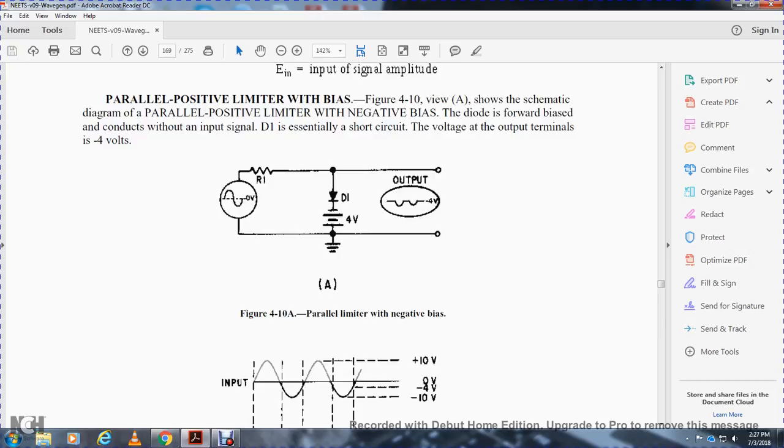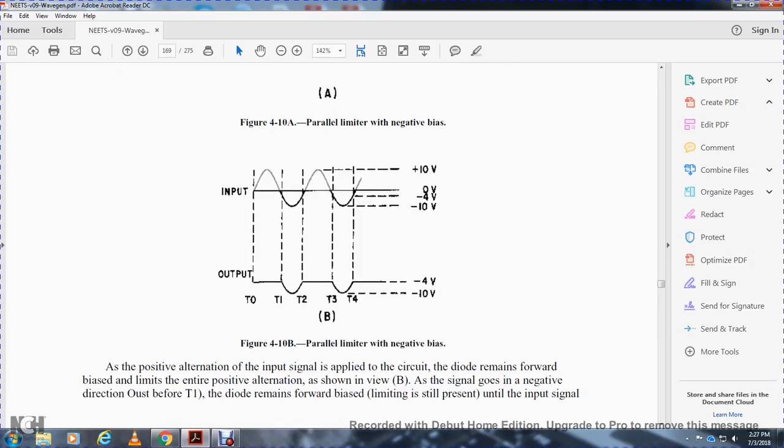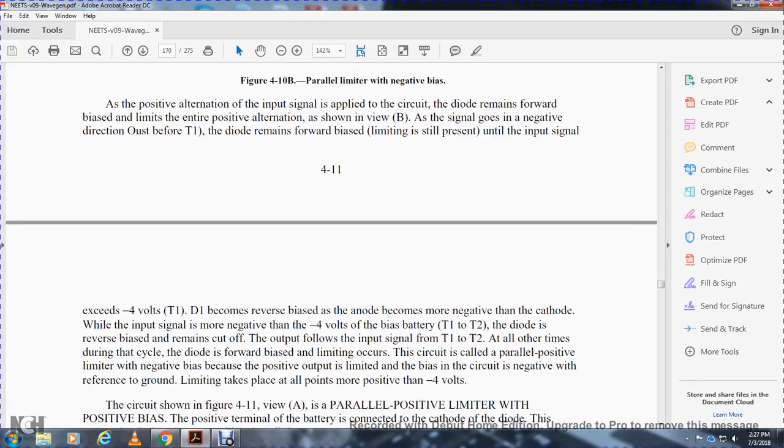Figure 4-10 shows the parallel limiter with the negative bias. A positive alternation input signal is applied to the circuit, and the diode remains forward biased, limiting the entire positive alternation shown in view B. The signal goes in the negative direction in the output before time interval 1. The diode remains forward biased, limiting, until the input signal exceeds 4 volts at time interval 1. Diode D1 becomes reverse biased because the anode is more negative than the cathode, as the input signal is more negative than the negative 4 volts of the bias battery from time interval 1 to 2. The diode is reverse biased and remains cut off, and output flows for the input signal from time interval 1 to 2.